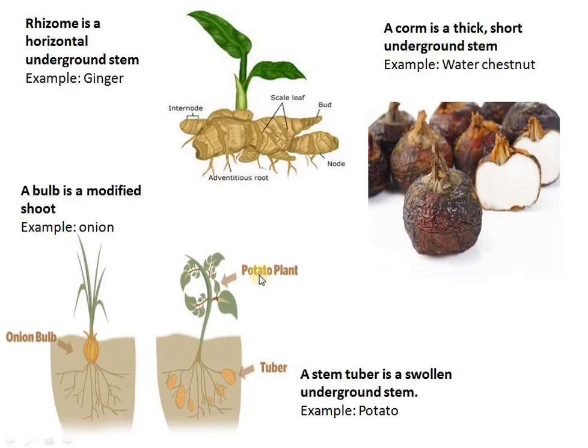Here in the diagrams I've tried to show you the same. Rhizome is a horizontal underground stem, for example ginger. Here it is the storage organ for the plant, but it may develop into a new plant when provided with suitable temperature, pH, water availability, and light. Here in the case of bulb we have onion. In case of tuber we have potato. Bulb is a modified shoot while the tuber is an underground stem. A corm, the example of which is water chestnut, is an underground stem.